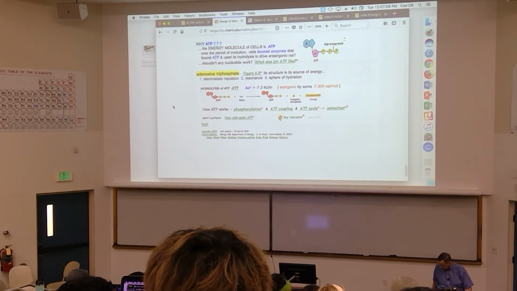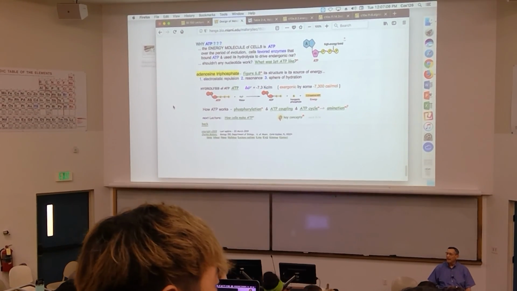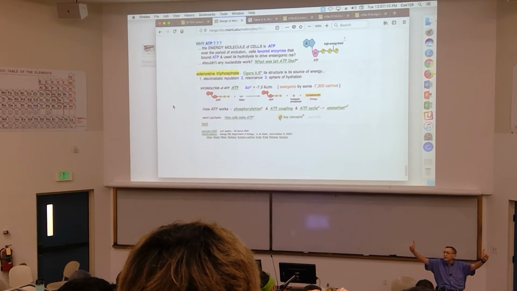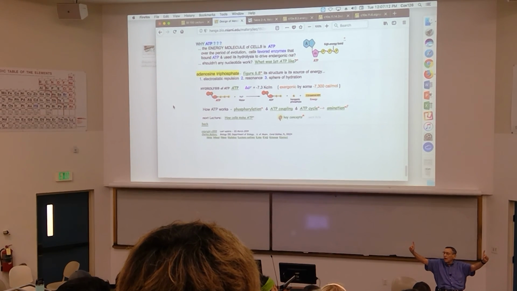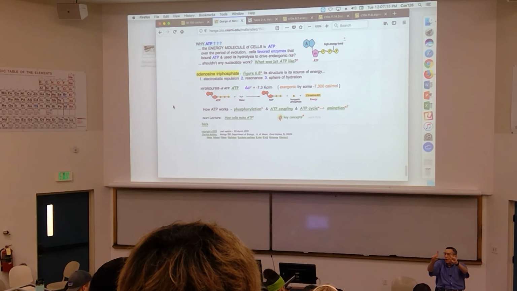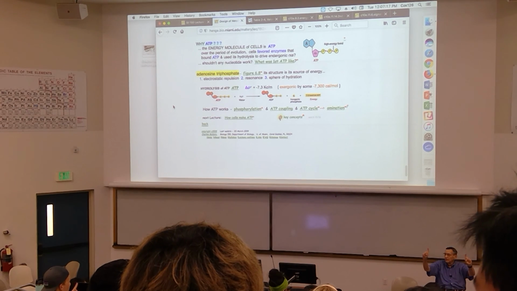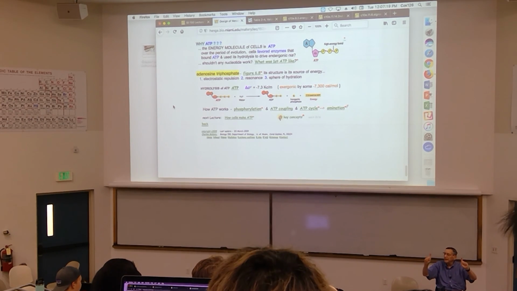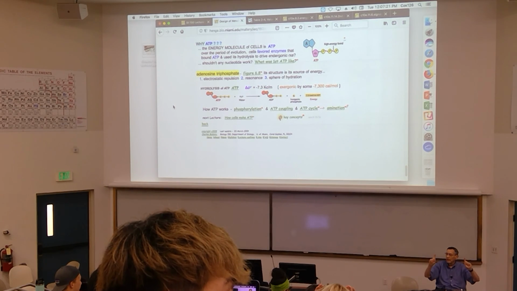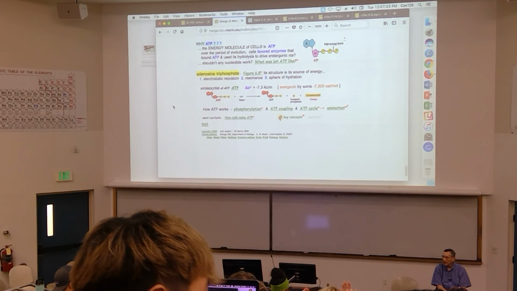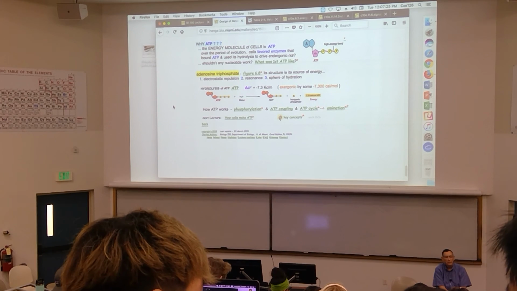Estimate the length of a peptide bond. A carbon-carbon bond is this long. A carbon-carbon double bond is this long. A peptide bond is there. It's in between a carbon-carbon single bond and a double bond. It's shorter than a single, longer than a double.